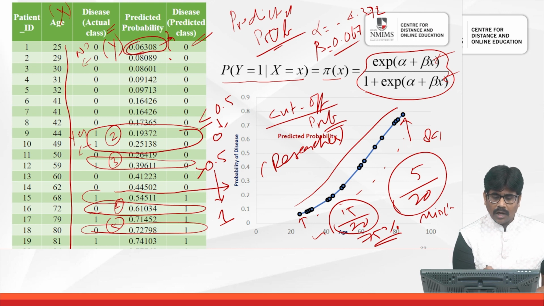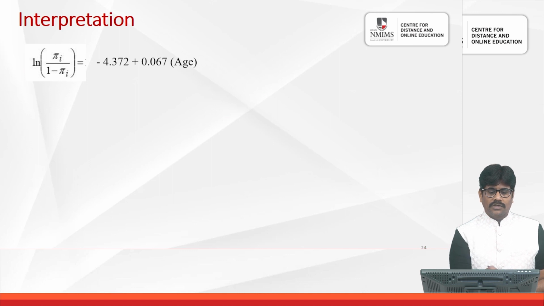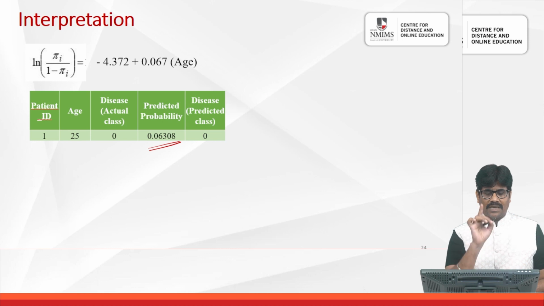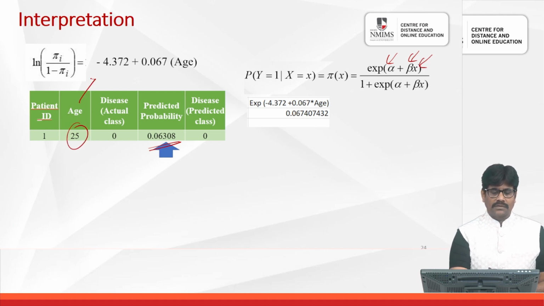Now let me explain how exactly this 0.063 is obtained. So this is the equation. Take for example the first sample. Let us try to delve deep into how this 0.063 comes. Now this is the equation. I put in the alpha value, I put in the beta value, I put in the x value. X value is this, right? And this is your alpha value and this is your beta value.